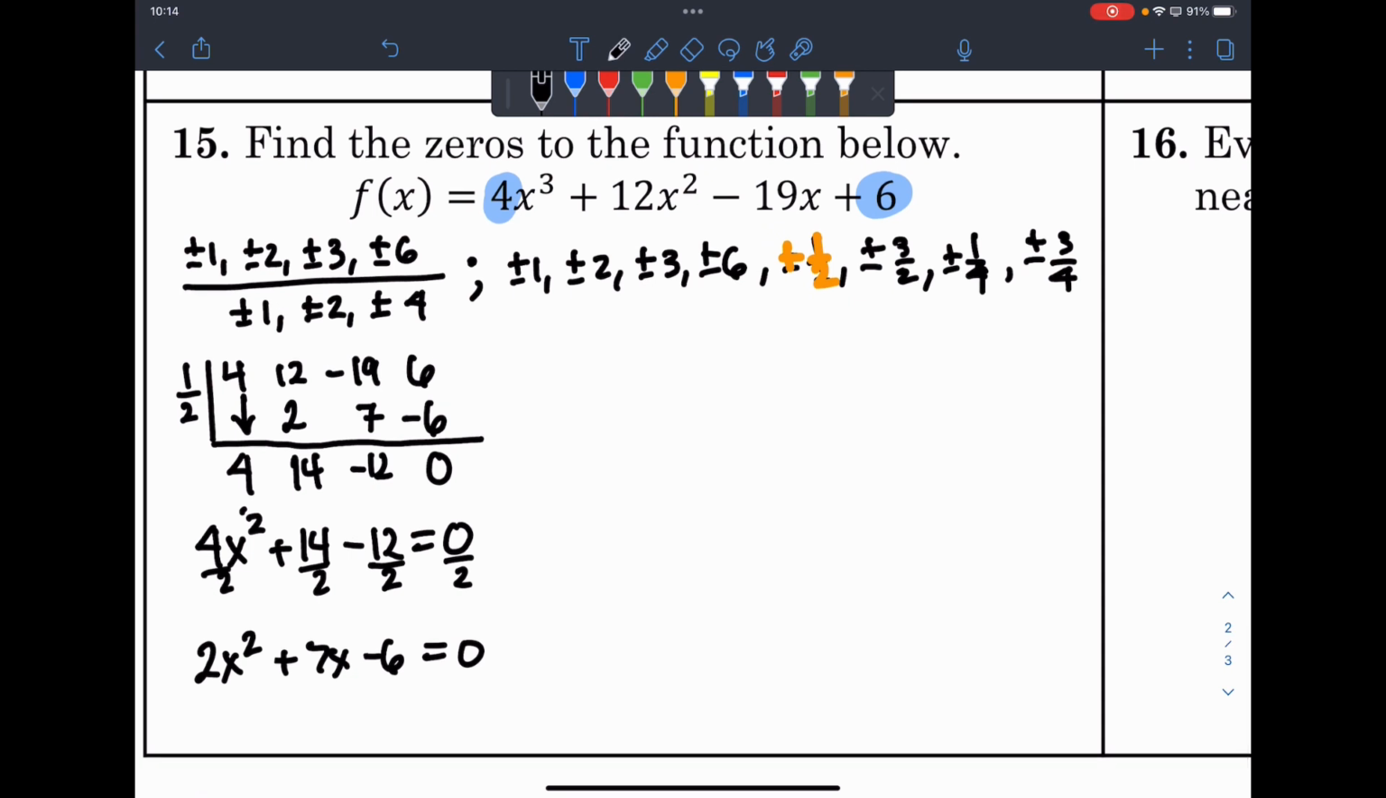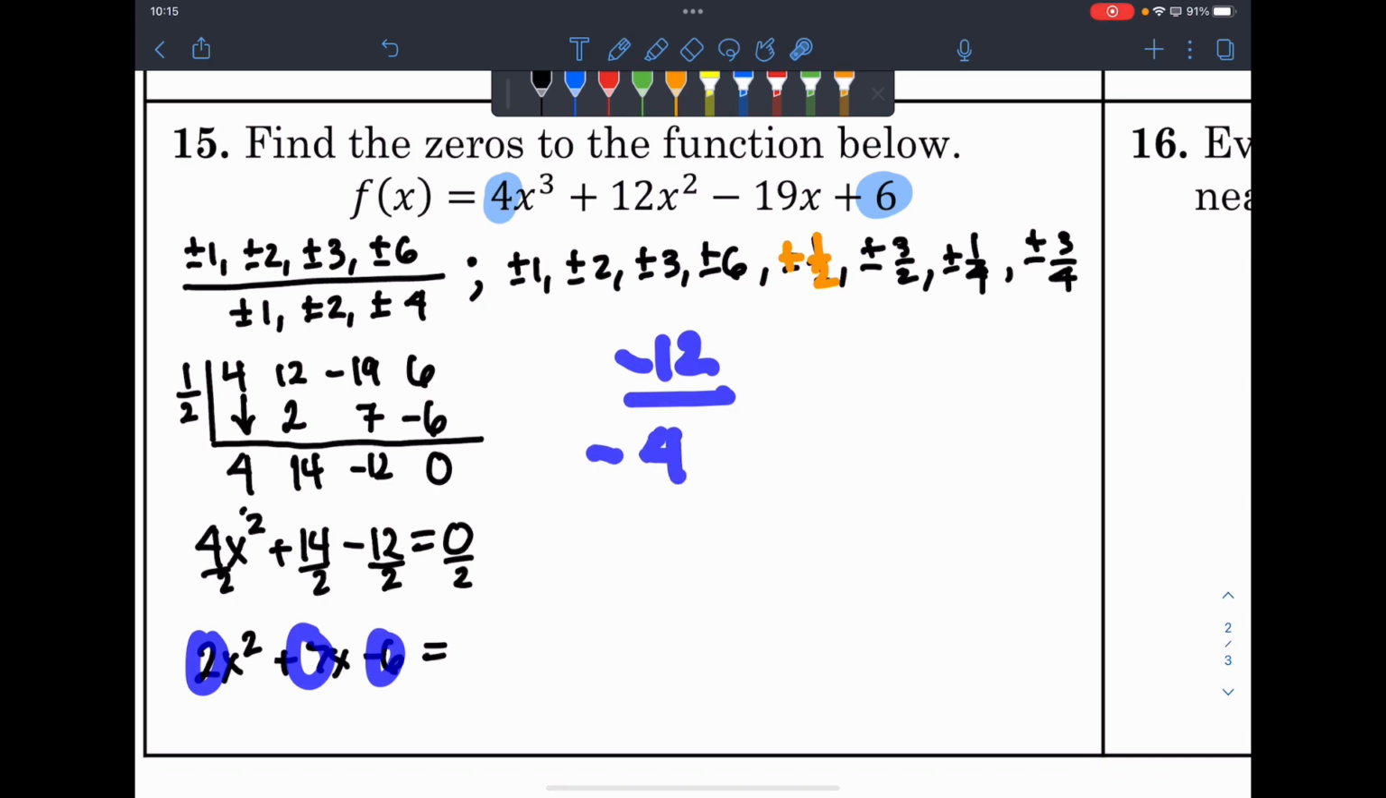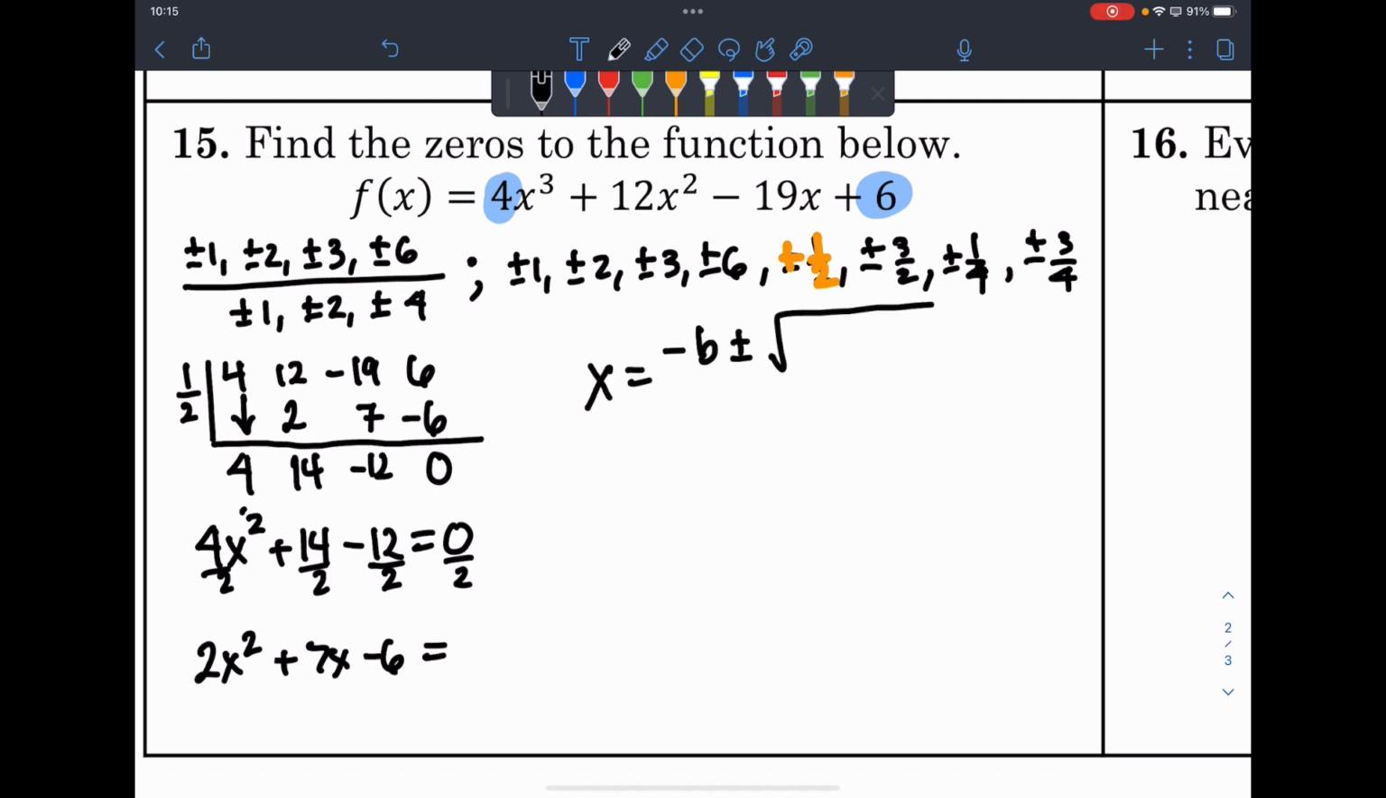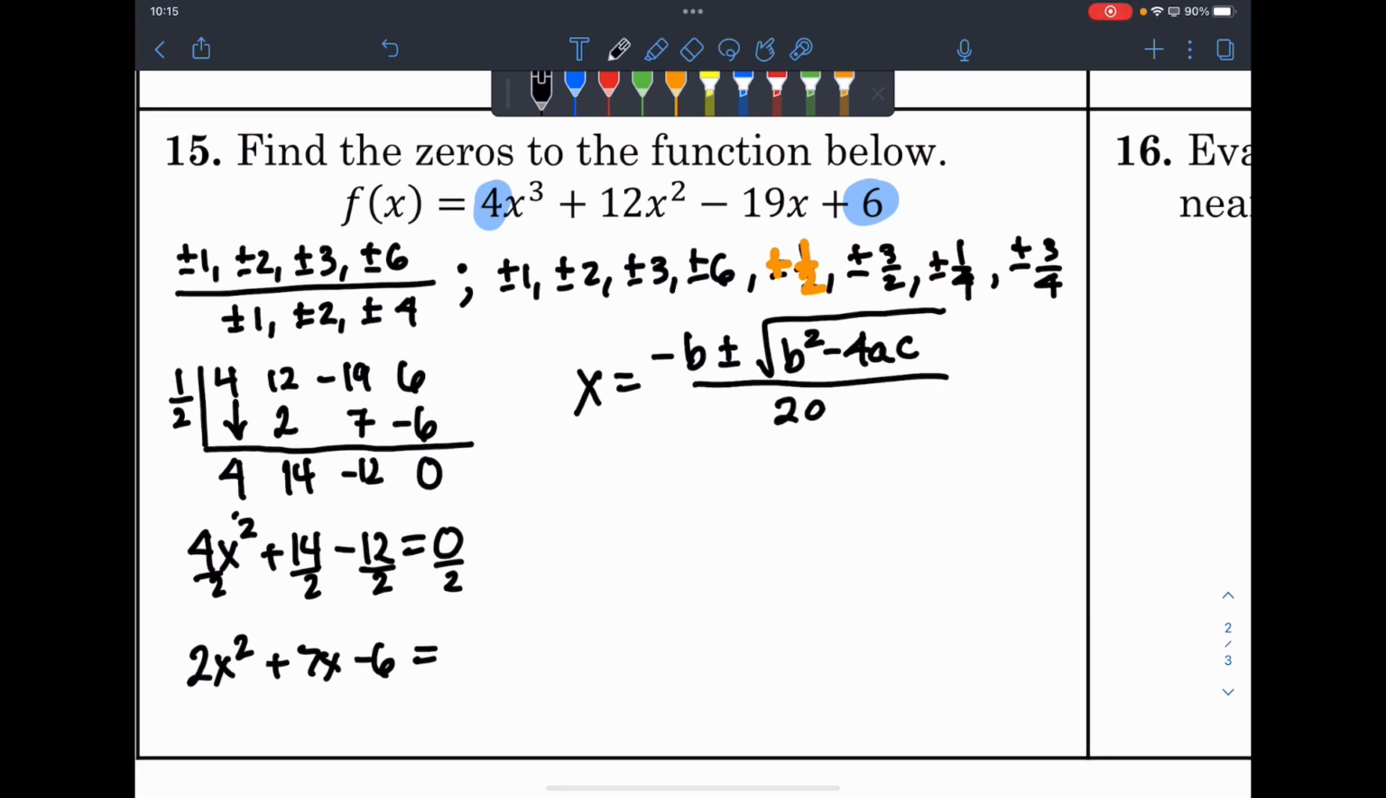Now, we can try factorization, but I don't see any factors of negative 12 that can give me 7. Because I need a negative 12, I need a negative 4 and a positive 3, but that adds up to negative 1 and not 7. I need these to be a different sign. So there is no factorization here. So we're going to have to rely on our quadratic formula, x equals negative b plus or minus the square root of b squared minus 4ac divided by 2a.